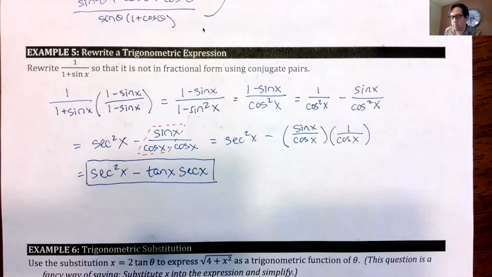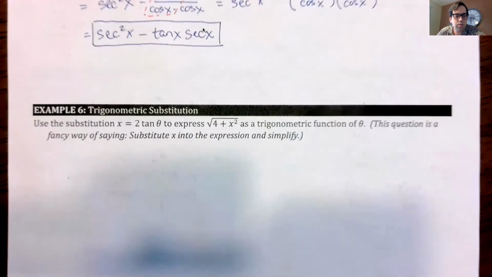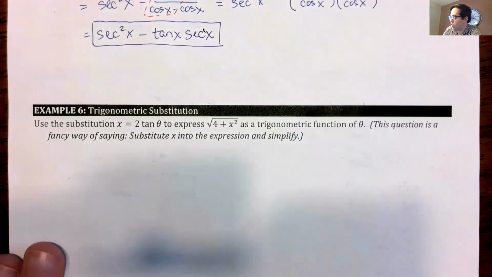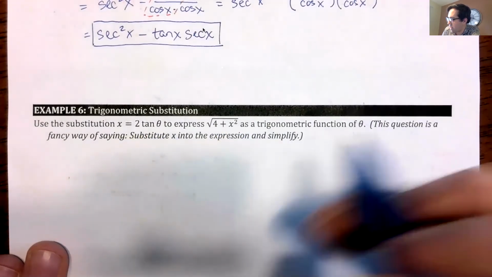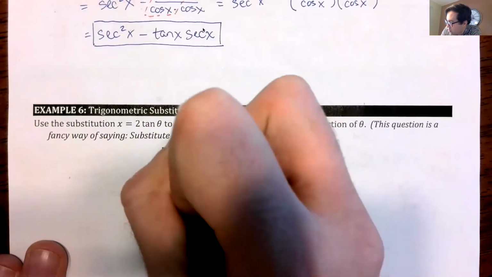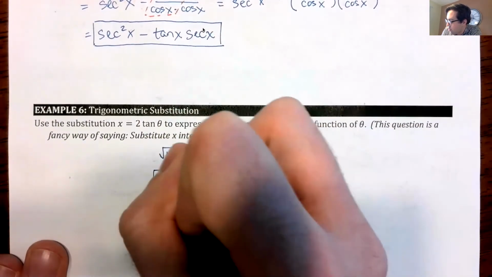One more question, example 6, trig substitution. Use the substitution x equals 2 tangent of theta to express the square root of 4 plus x squared as a trig function of theta. In parentheses, this question is a fancy way of saying substitute x into the expression and simplify. So that's what we're going to do. We're going to take square root of 4 plus x squared and plug in 2 tangent of theta where the x was.